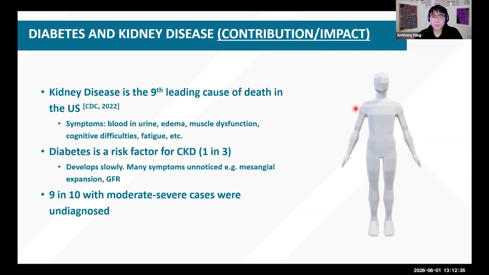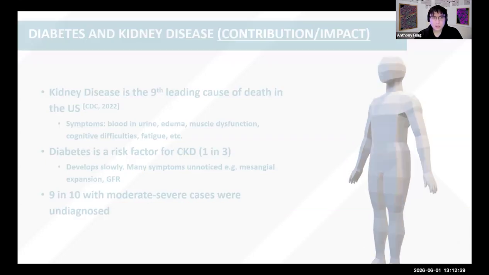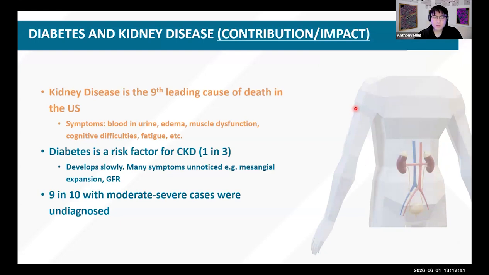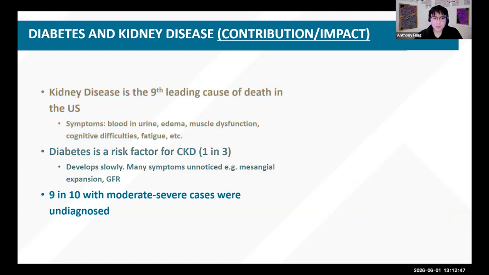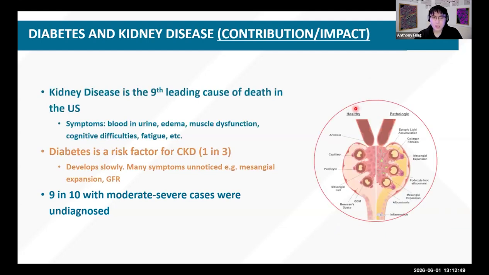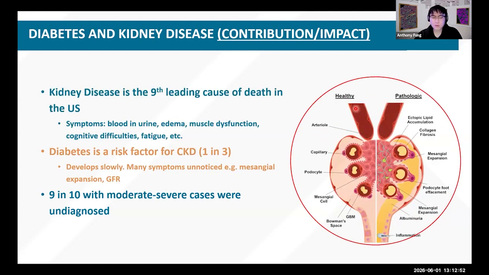And so what we applied this to is this diabetic kidney disease question. Kidney disease is the 9th leading cause of death in the US. It has really scary symptoms, but diabetes, for example, is a huge risk factor for chronic kidney disease, which a third of the patients develop, but it develops very slowly.